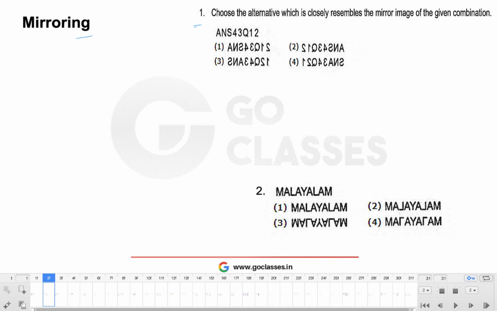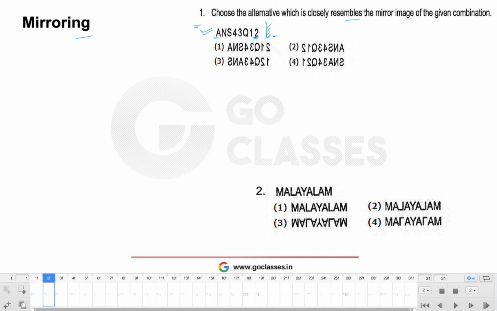Let's see the first question. Choose the alternative which closely resembles the mirror image of the given combination. We have to find out the mirror image of this combination. So suppose mirror is here. If nothing is given, you have to always assume that mirror is vertical. So in this type of question, first of all, you should see whatever is closest to the mirror will be closest to the mirror, right?